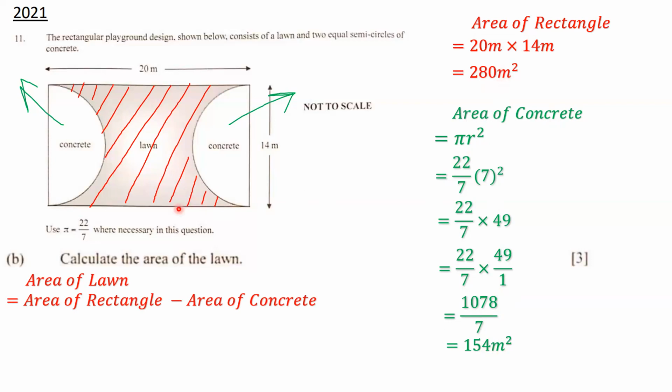So now in order to find the area of the lawn, we have to subtract. And so the area of the rectangle, 280 meters squared, minus 154 meters squared. So we subtract them and we get 126 meters squared. And that's going to be the area of the shaded region, the area of the lawn. Because we take the area of the rectangle and subtract the area of the concrete, and that gives us the area of the lawn.